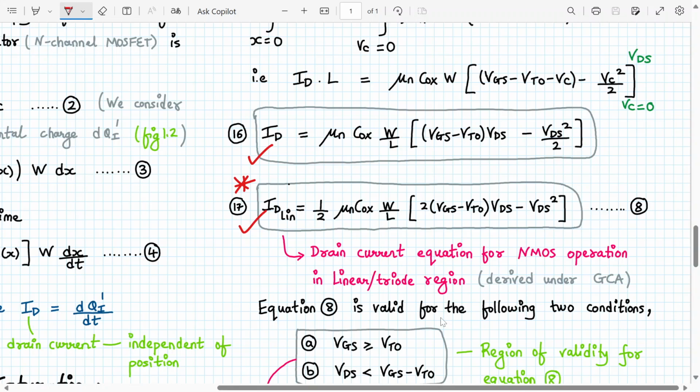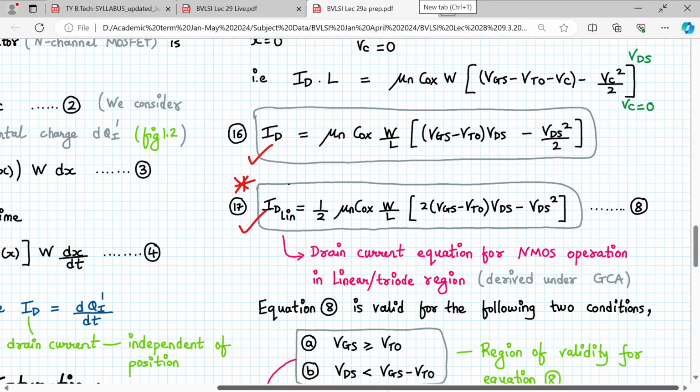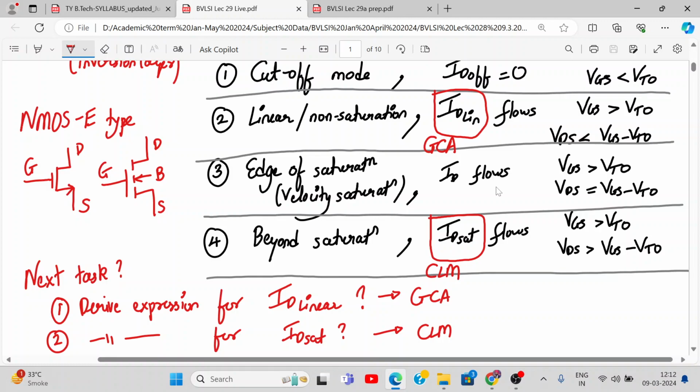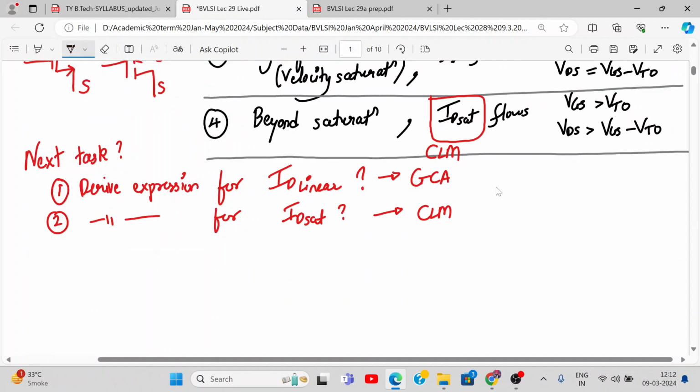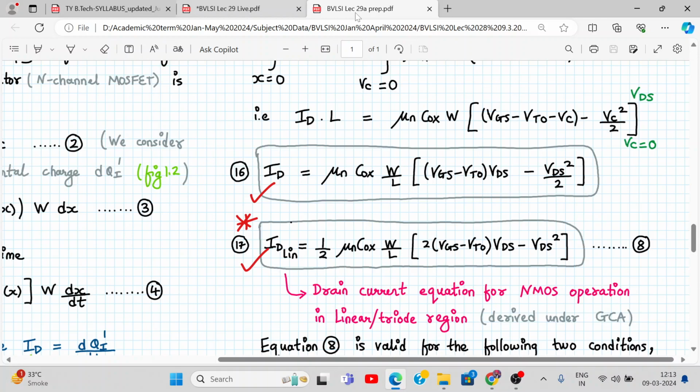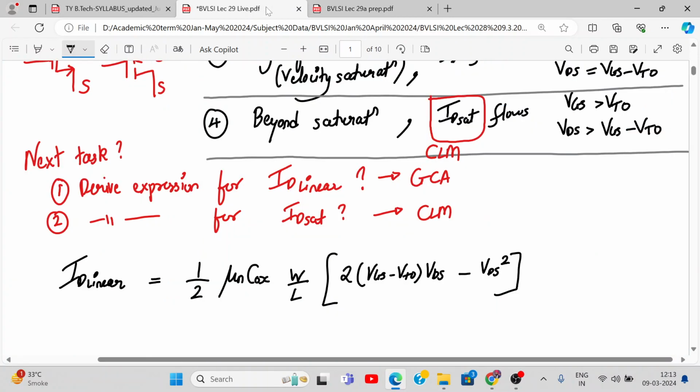Now let's write this equation down over there, where we have written the live one. So we are writing it for the linear region or non-saturation or triode region. Yes or no? So let us write the expression for id linear over here. Let's write it together. So id linear will be given by half mu n C ox W by L into twice Vgs minus Vto into Vds minus Vds square. Okay, here it is. Understood? Yes or no? So this is my expression, and this is validity.